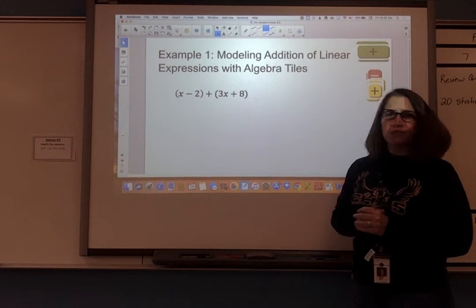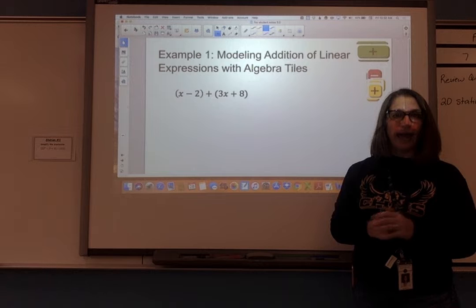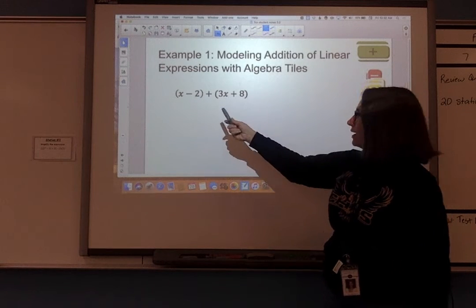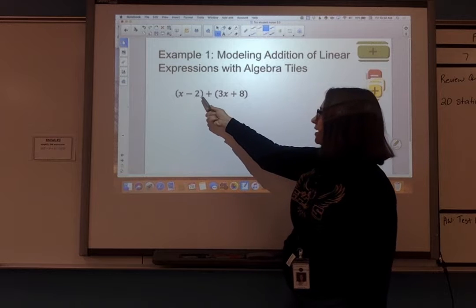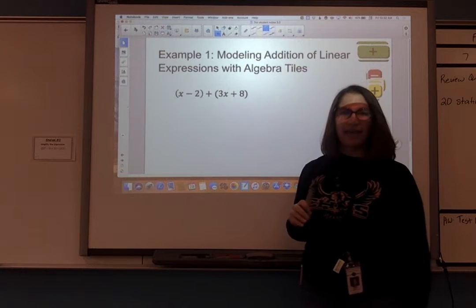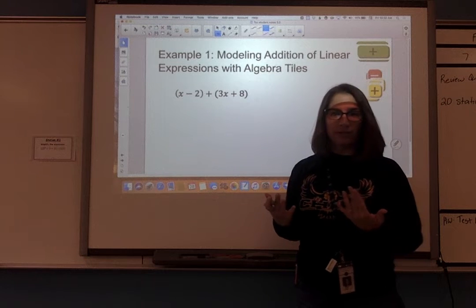Okay, so let's go ahead and start with modeling. I'm going to model how to add two linear expressions with algebra tiles. So here I have an expression x minus 2 and an expression 3x plus 8. And I'm going to add them together to make one expression.